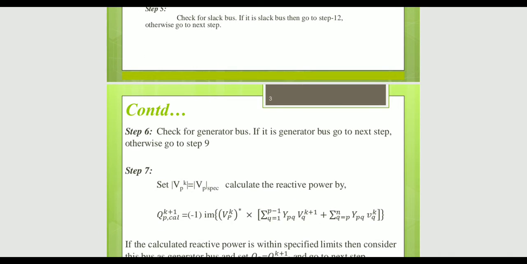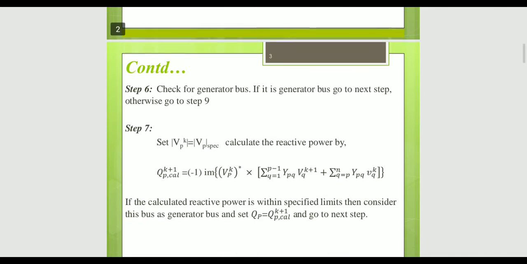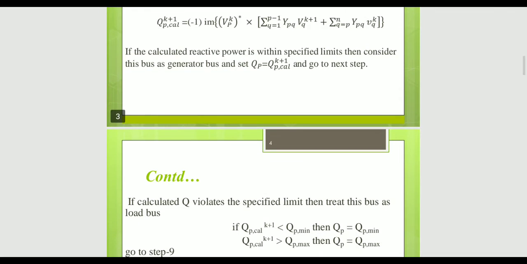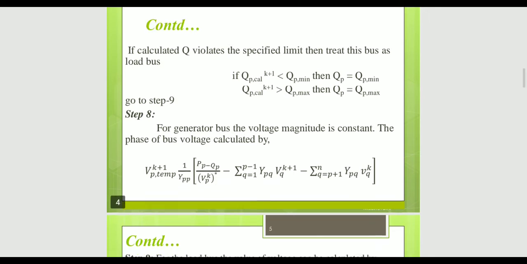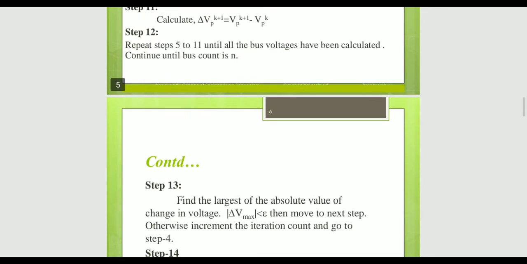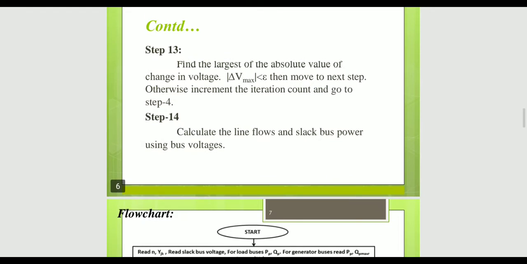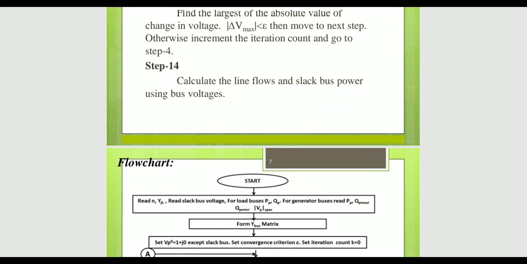In step 6, you need to check for the generator bus. If it is a generator bus, then you move to the next step, otherwise you go to the 9th step. So not only with the algorithm, you can also get the solution for the load flow equation easily by using the flowchart of the Gauss Seidel method. Now we are going to discuss the algorithm of the Gauss Seidel method, and these are the steps you need to follow when solving a load flow equation by using it. These are all the 14 steps, and that is the algorithm procedure you have studied now.